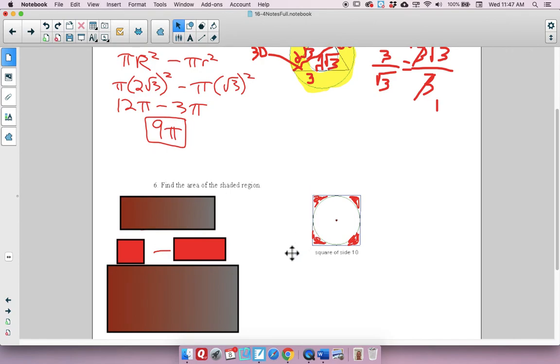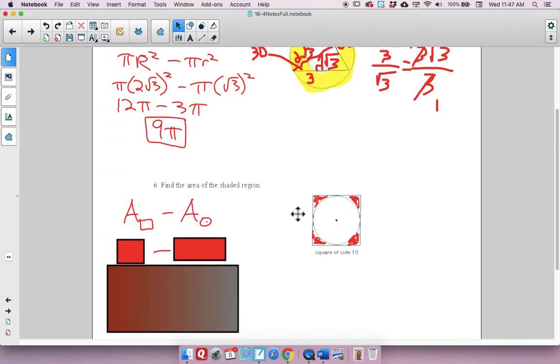Okay, find the area of the shaded region. I'm not sure if it's clear on what you have there, but this is a square, and it's got a side of 10. The shaded region is basically the area between the circle and the square, so those 4 spots right there. Okay, so what would your game plan be for this? Well, hopefully you just said it's the area of the square minus the area of the circle.